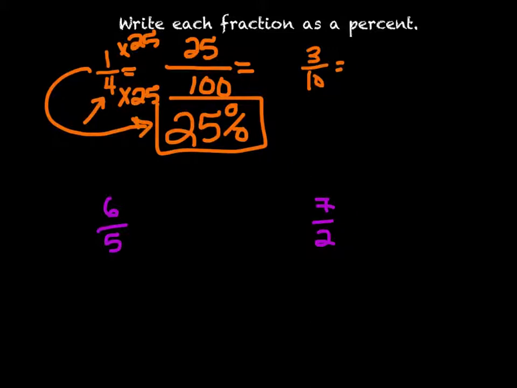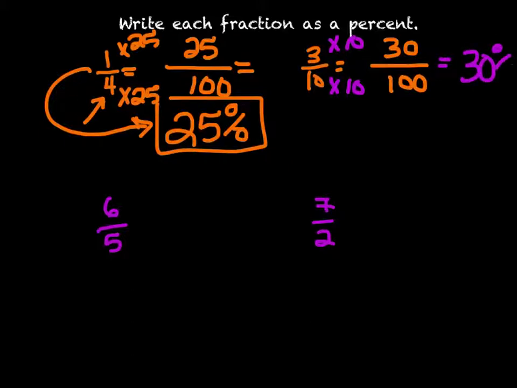That's why. So now we have 3 over 10. And if we were looking at 3 over 10, we could say, well, I can make 10 into 100 by multiplying by 10. And if I do that on the bottom, I need to do that on the top. So we end up with 30 over 100. And 30 over 100 is another way of saying 30 out of 100, which is 30%. Final answer for 3/10. Let's now do 6/5.